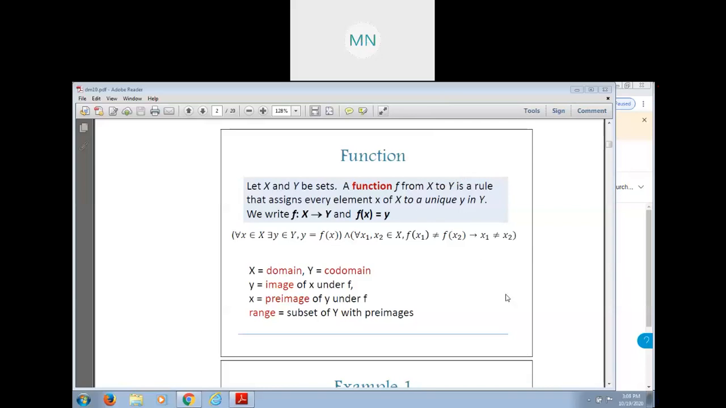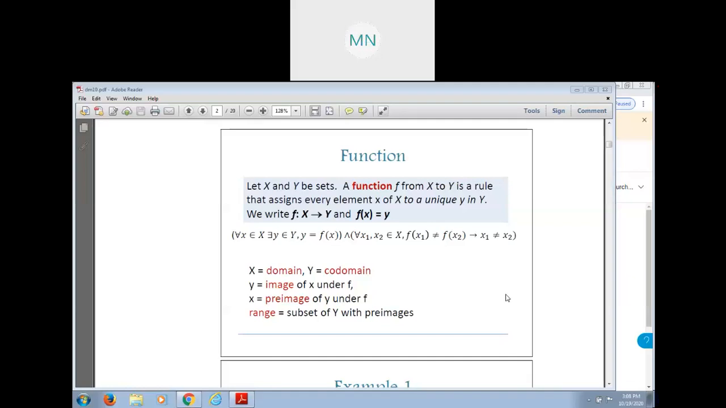In the previous class, we discussed relation. First, we discussed Cartesian product and relation also. Relation is what? It is a subset of Cartesian product. And today, I will tell about function. Function is a special type of relation.